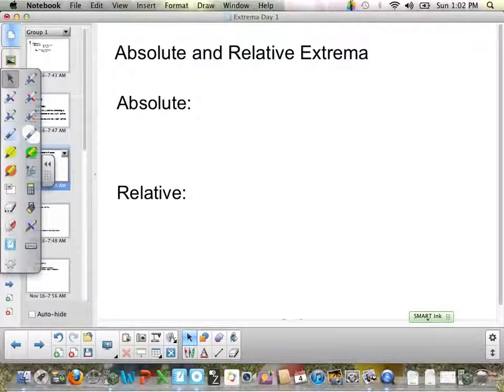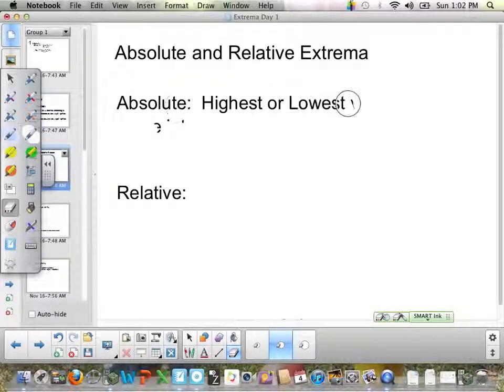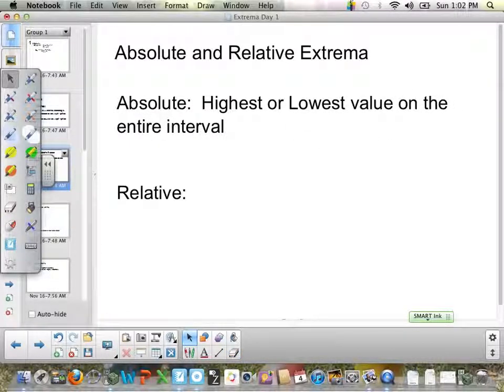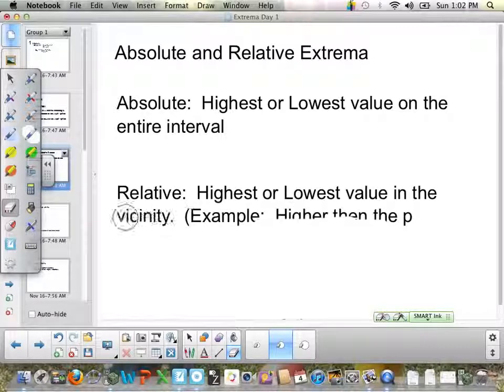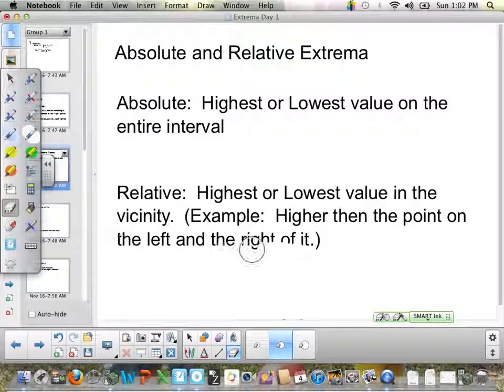Now when we say an absolute, it is the highest or lowest value on the entire interval. So if we're going all real numbers, it is the highest value possible, or the lowest value possible. All right? When we go a relative extrema, it is the highest or lowest value in the vicinity. So for example, it is a relative high or relative max if it is higher than the point on the left and higher than the point on the right, then it is a relative max.